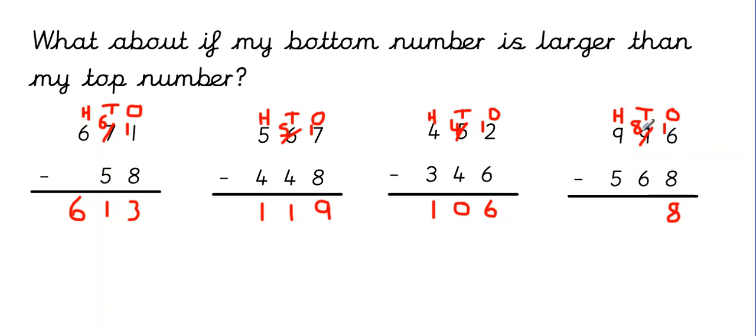And then we've got 8 take away 6, which is 2. And then 9 take away 5. So put 5 in your head, count up to 9. So you've got 5, 6, 7, 8, 9. That is 4. So your answer would be 428.